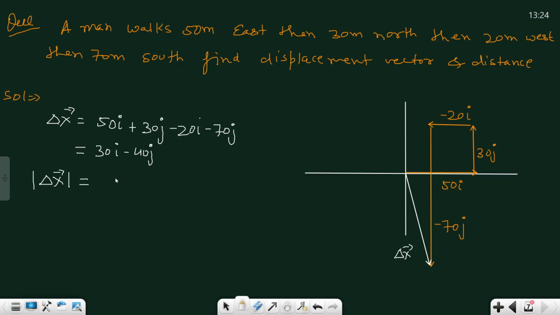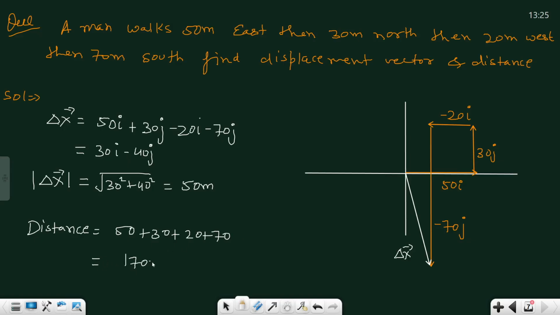Magnitude of displacement, that is not the distance. Magnitude of displacement will be root of 30 square plus 40 square, that equals 50. And when we talk about distance, कितना होगा? What will be the distance? Distance में कुछ करना ही नहीं है, simply add up: पहले 50, फिर 30, फिर 20, फिर 70, कितना आता है? Is it 170? Yes, sir. So that's all about distance and displacement. अब समझ में आया क्या करने वाले हैं, है ना? We will be using vectors in displacement and distance.